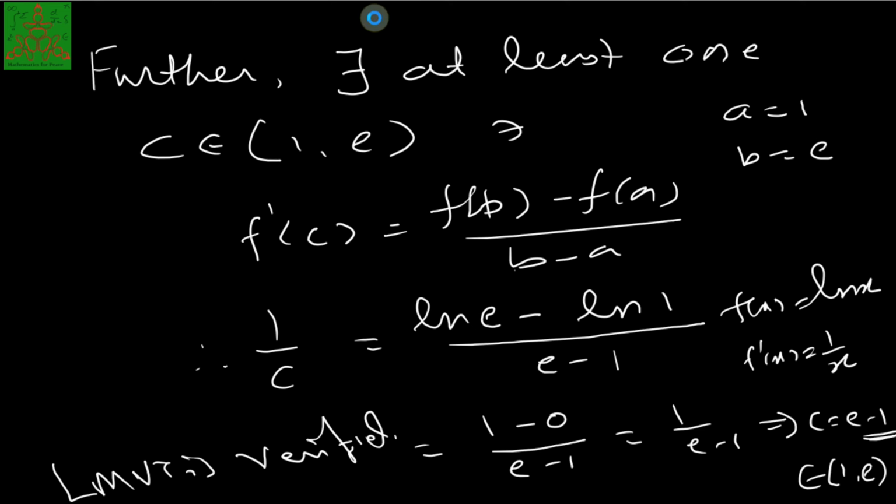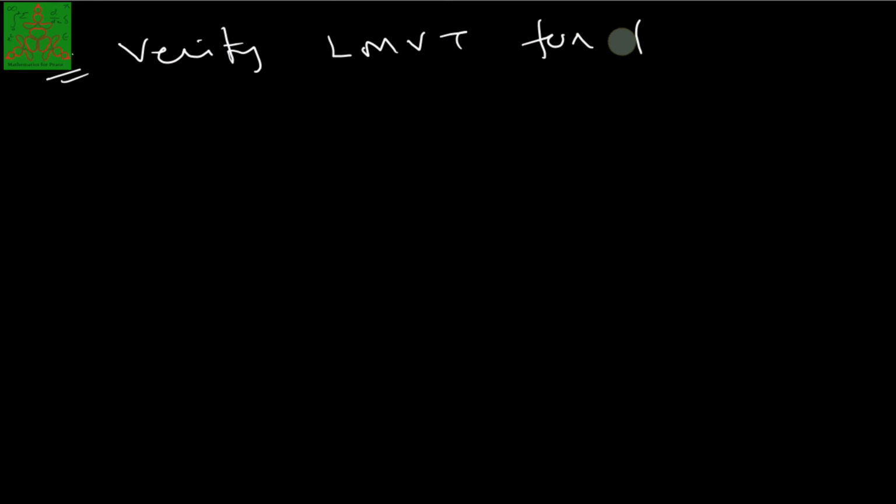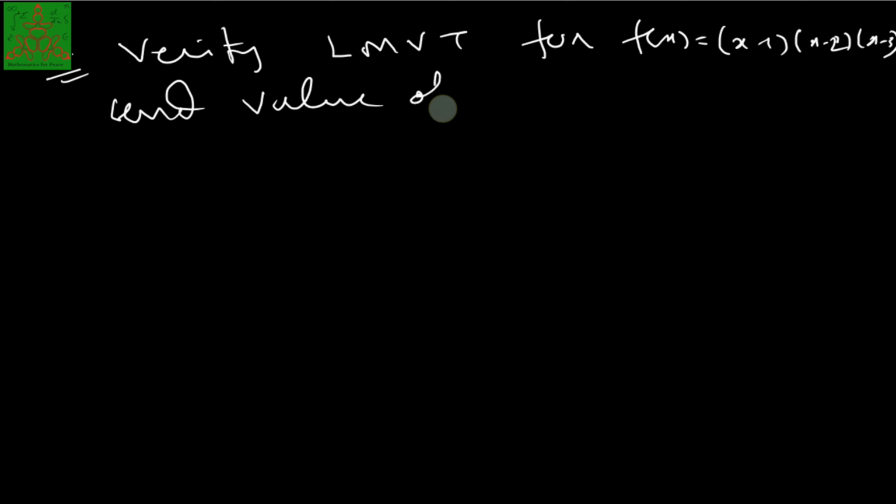Let me give you one problem to do yourself. The question is: verify LMVT for the function f of x is equal to x minus 1, x minus 2 into x minus 3, and find the value of c. This is a question you can try by yourself and solve. Let's have another example.